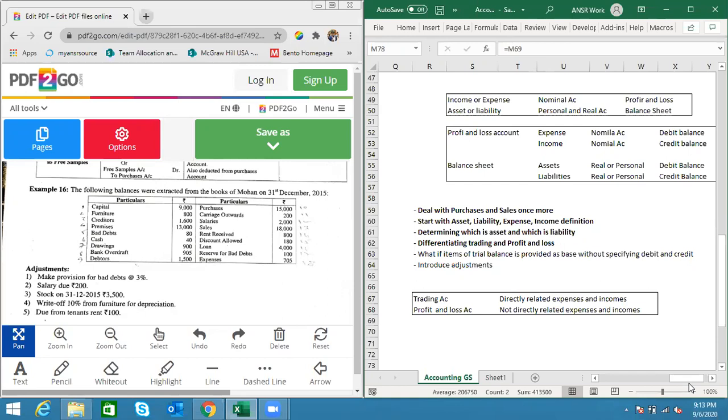Because the room freshener will be consumed in 1 year, that's actually an expense, not an asset. Then we segregated between asset and liability. Very quickly, I told you, if we own something, then that's an asset. If we owe something to others, then that's a liability.